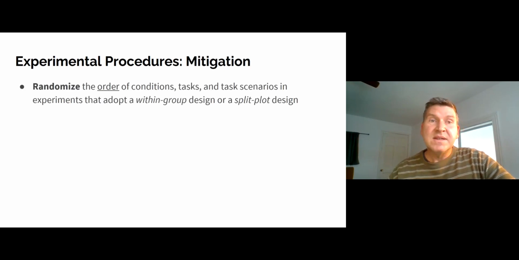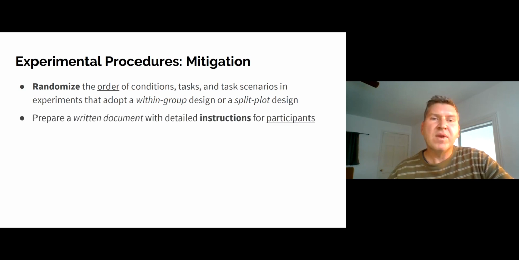Well, one way to do this is to randomize the order of conditions, tasks, and scenarios with experiments that adopt the within group design. Remember, the within group is where you have one subject doing multiple steps of the experiment. Remember, we talked about the Dvorak, the QWERTY, and the alphabetical order keyboard. We want to make sure that we vary which one they use first, and maybe vary the scenarios in which they're using those keyboards. We talked about transcription and composition.